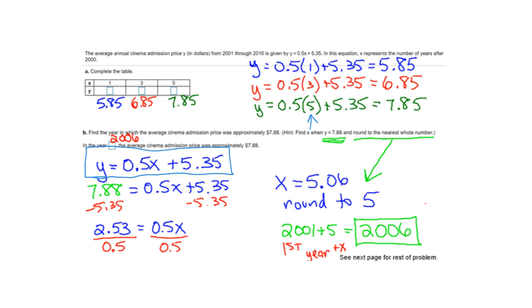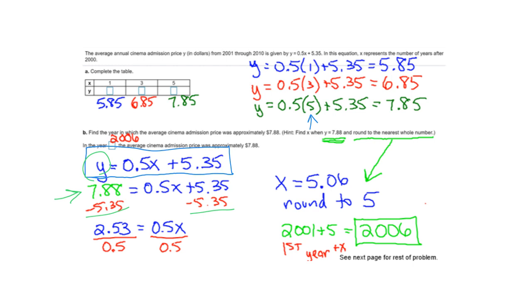Then they wanted me to do a little more work. So this time they told me that the price was $7.88. They wanted to know what year that would be. So what I did here was I substituted 7.88 in for Y because that's the dollars. And then I went to work. So I subtracted 5.35 from both sides. That gave me 2.53 equals 0.5x. And then I divided both sides by 0.5. That gave me 5.06. Well, they want what year, so I'm going to round that to a whole number.